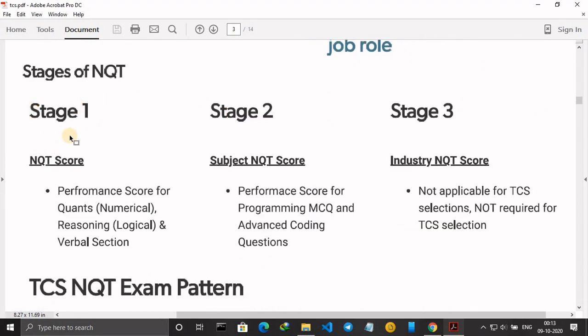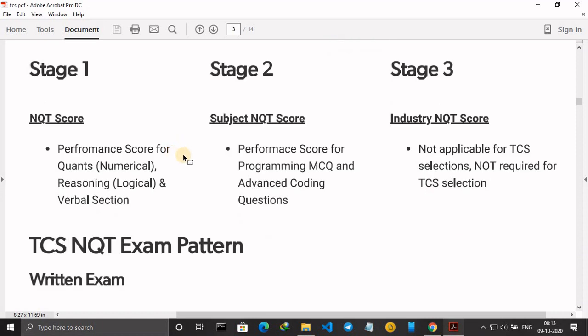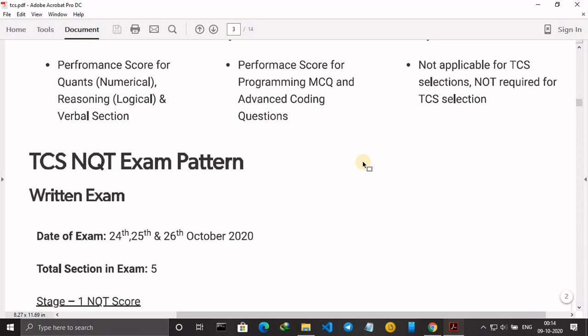So guys, the stages of NQT. Stage one is the NQT score, the performance score for quants, numerical and verbal sections. The second stage is the subject NQT score, which includes programming questions and MCQs. The third stage is the industry NQT score, which is not applicable for TCS selection and not required.